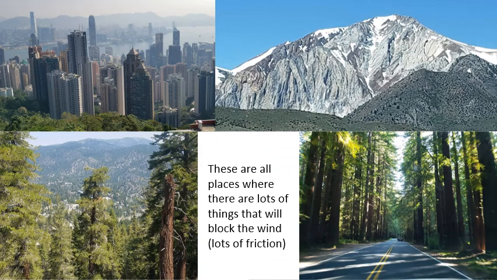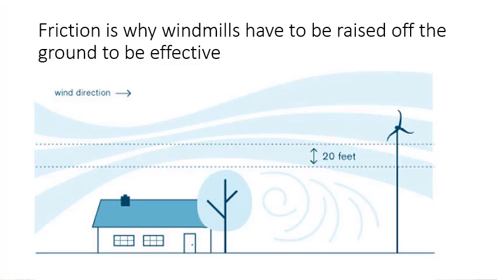Now these are all examples of places where you wouldn't have as much wind because we have a lot of friction. We have a lot of things that are going to block the wind. So even if it gets going, it's going to hit those buildings or hit the mountains or hit the trees, and you're not going to feel as much wind.